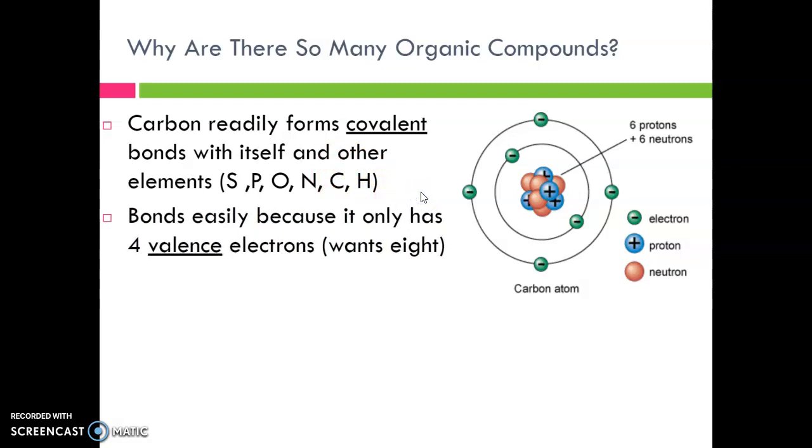Now, it bonds easily because it only has 4 valence electrons. From last year as a review, valence electrons are the outermost electrons in the atomic structure. So in a carbon atom, it's got 1, 2, 3, 4 that are outside and available to bond with. It wants to have 8 in this outer ring, so in order to get to that 8, it needs to bond with a lot of things, and it needs to be willing to do that in order to fill that up to 8. So it's very flexible in who it wants to bond with in order to achieve that.